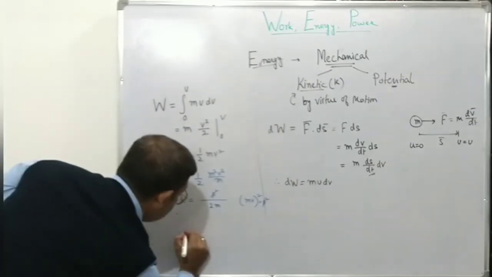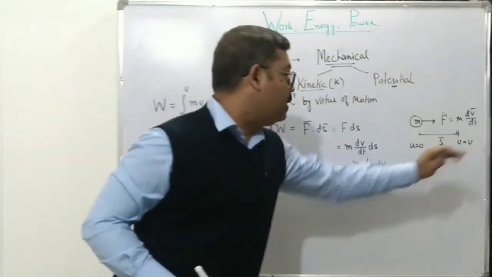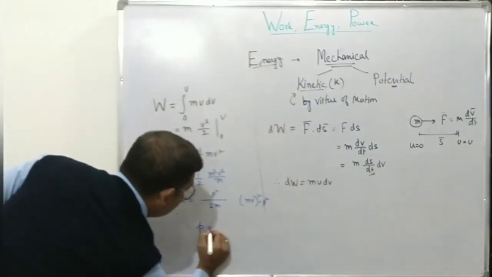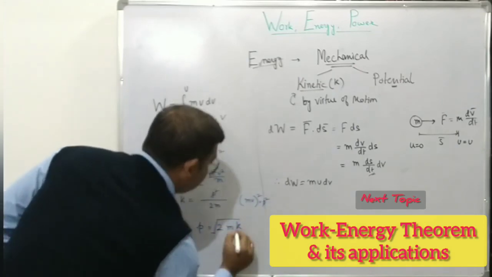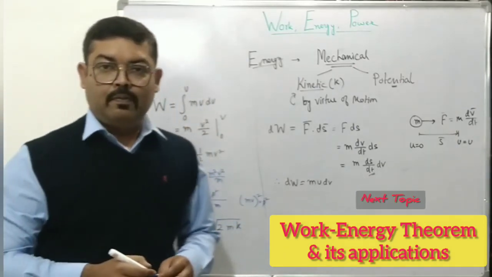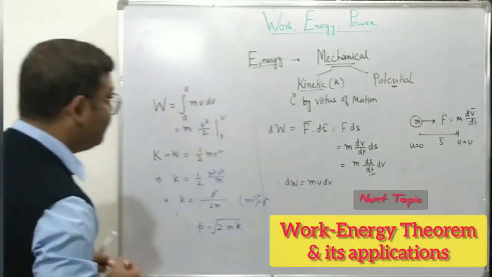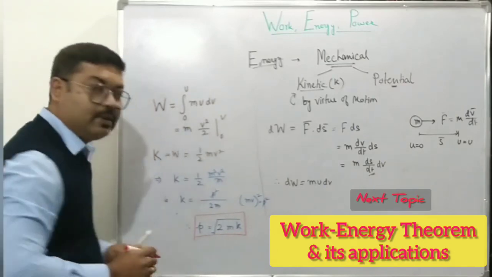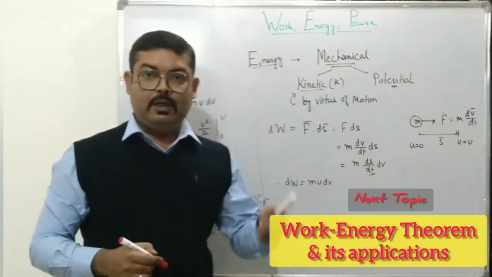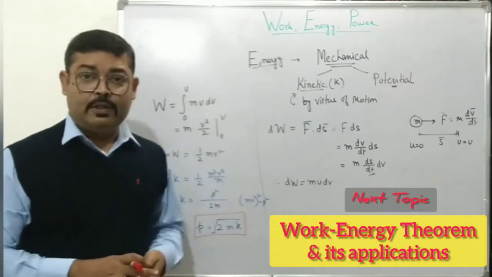Or we can simply say that the momentum of the object at the end of the displacement can be given by p equals root of 2m into kinetic energy. Okay, this is a very important relation. We will encounter this many times in this year as well as in the next year in class 12 when we talk about modern physics also.